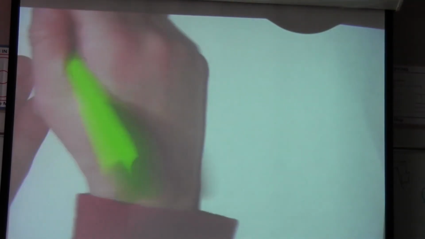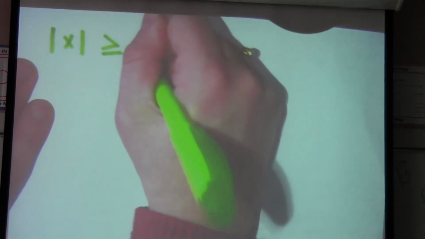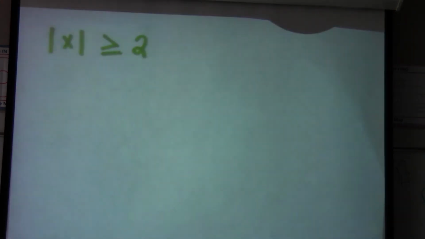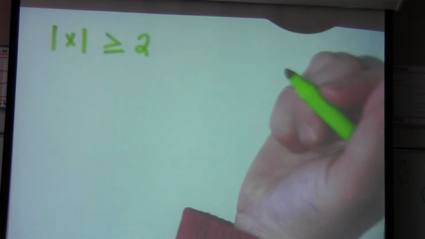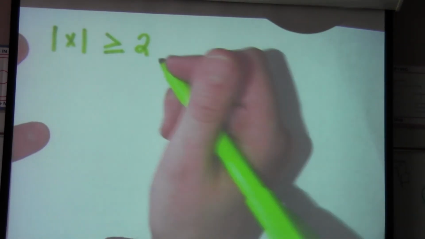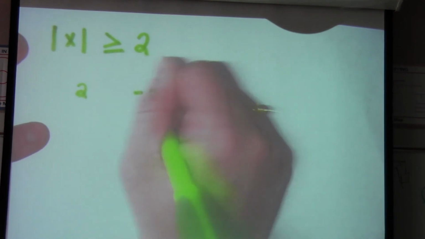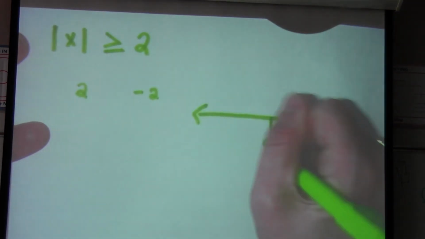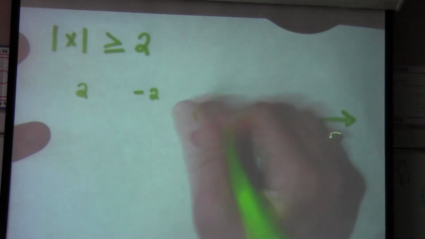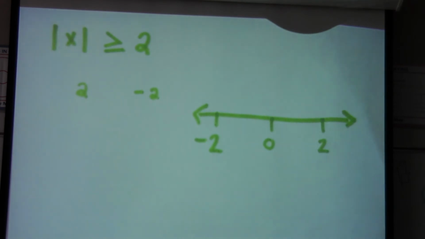I have the absolute value of x is greater than or equal to 2. Step 1. What do we need to do with this 2? We know we're going to have a 2 and a negative 2. So I'm going to get my graph line. I need a 0, a 2, and I need a negative 2. What kind of circles, Chuck?